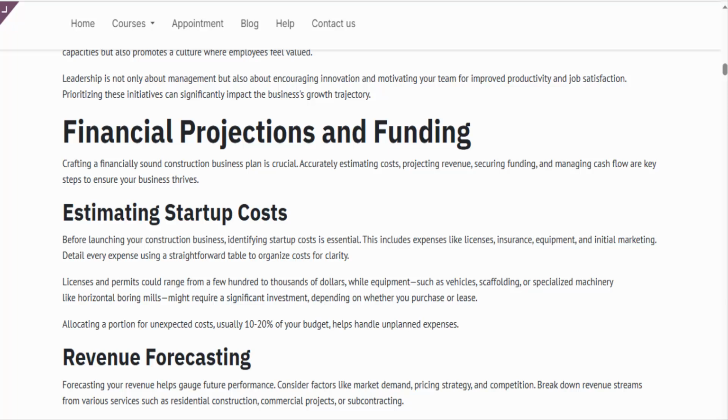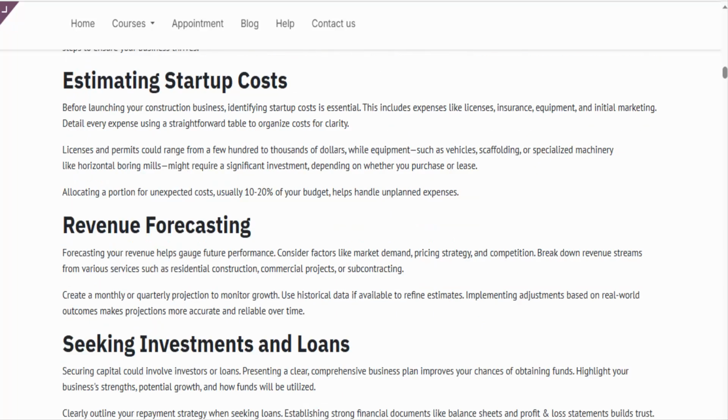Financial projections and funding. Crafting a financially sound construction business plan is crucial. Accurately estimating costs, projecting revenue, securing funding, and managing cash flow are key steps to ensure your business thrives. Estimating startup costs. Before launching your construction business, identifying startup costs is essential. This includes expenses like licenses, insurance, equipment, and initial marketing.